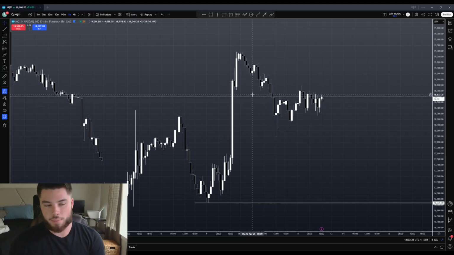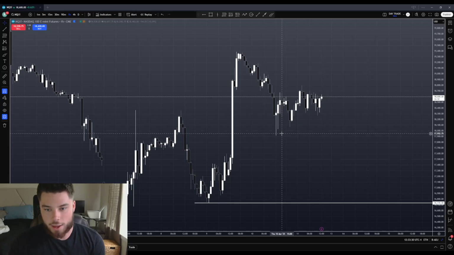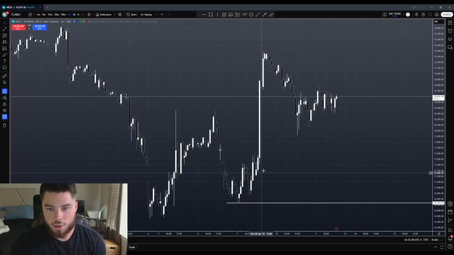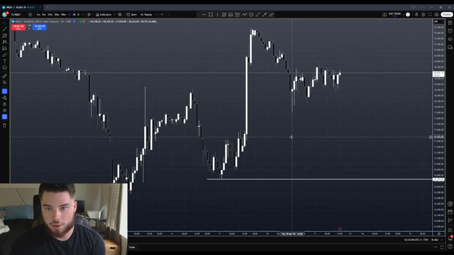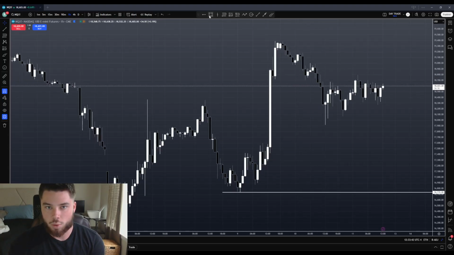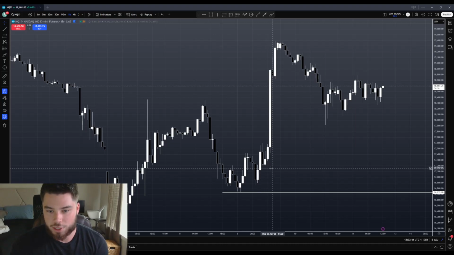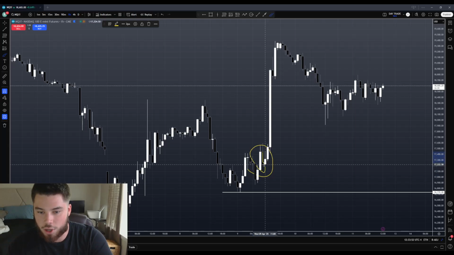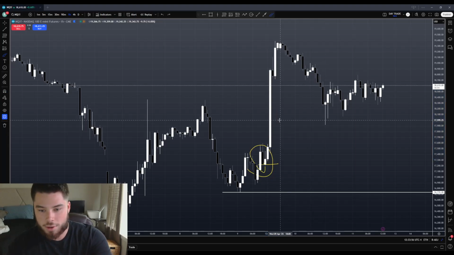An order block is defined as the last move up before a move down, or the last move down before a move up, as far as candle closure goes. So this drastic move up right here, the last move down with candle closure would be this one right here, because it was the last down close. It closed completely, the candle before the move up.